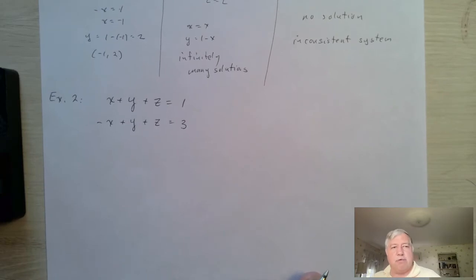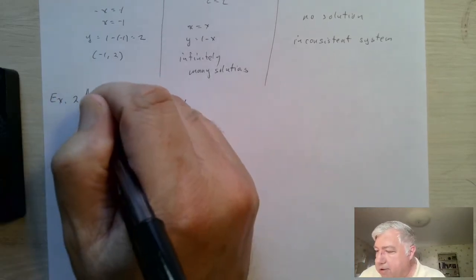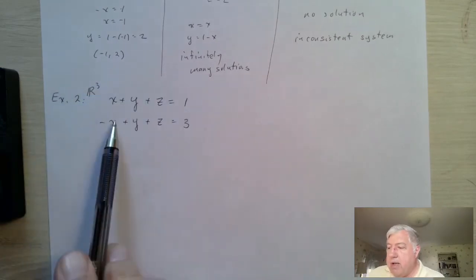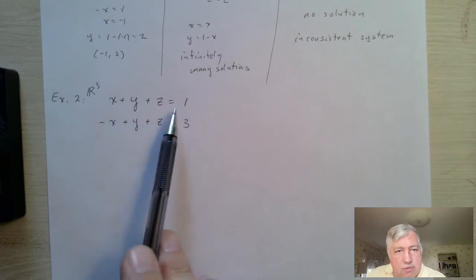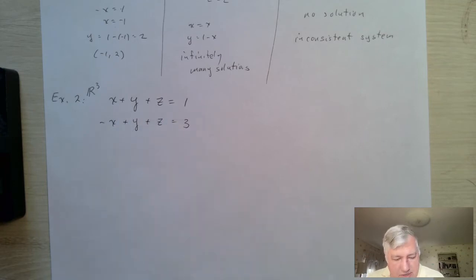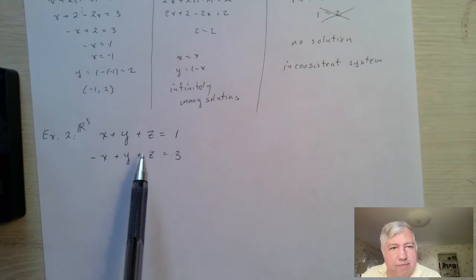Now, if we go to another dimension, let's go to R3. These two equations are equations of two planes in R3. Let's see if we can solve this system to see how these planes intersect, if they do. We can do the same thing with back substitution.